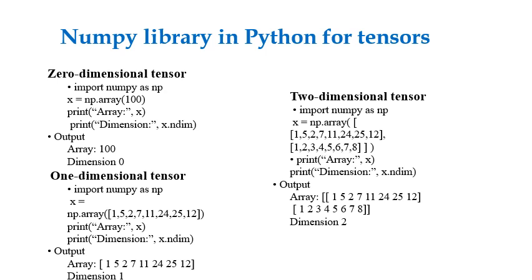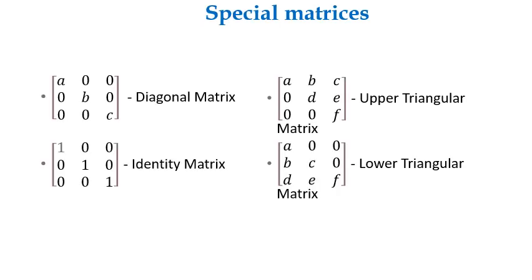This slide shows some of the NumPy library in Python for tensors. You can see that x.ndim gives the dimension of the tensor, with the help of which we can easily know the dimension we are using.